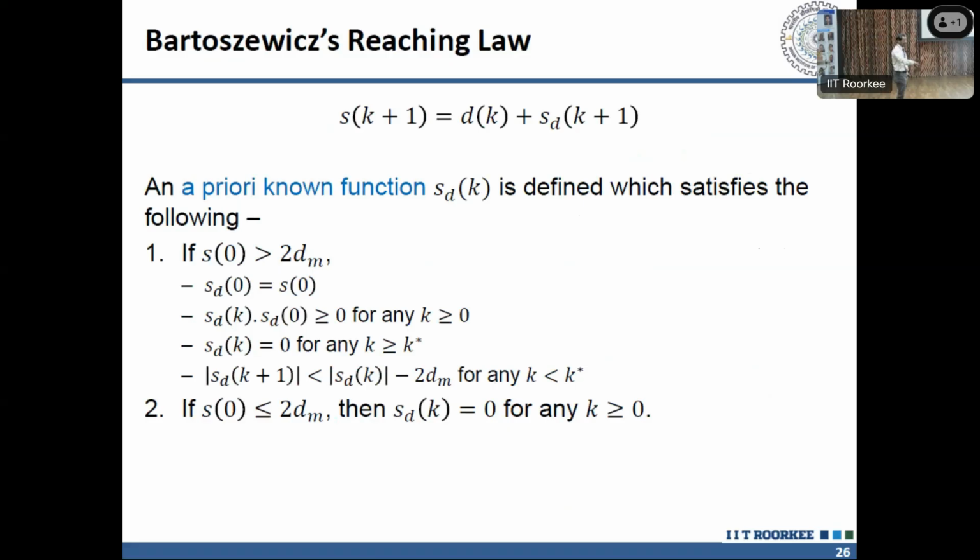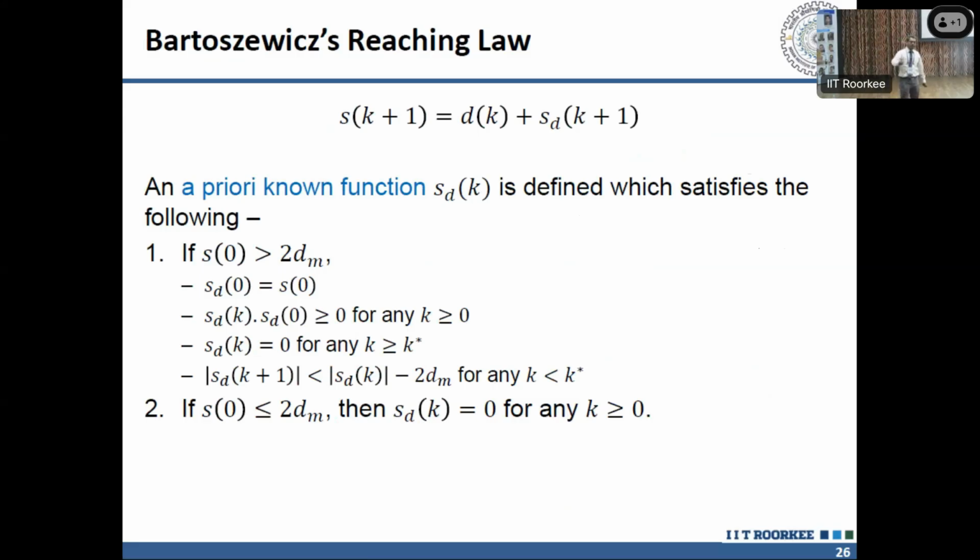Till this particular time instant, I will have some s_dk which is non-zero, but after this time instant it will immediately become 0. And till that time instant, I will be decrementing by more than twice Dm the value that is present. This is the present value. The next value that I am getting is less than this present value minus 2 Dm. More than 2 Dm decrement I am doing every step.